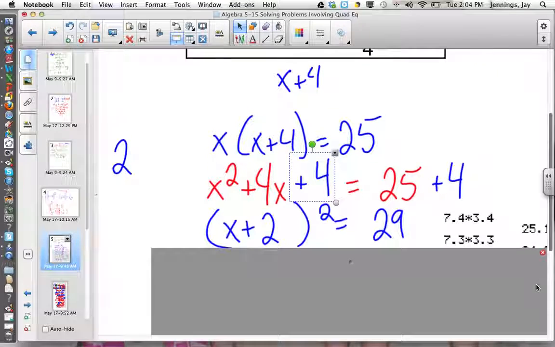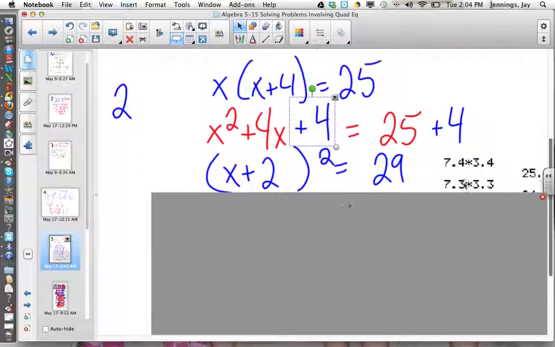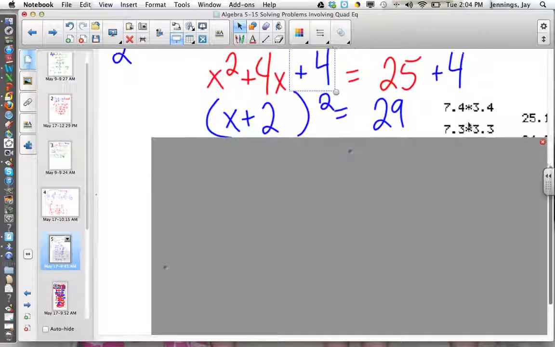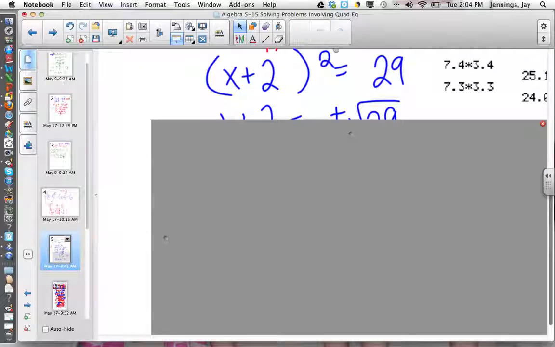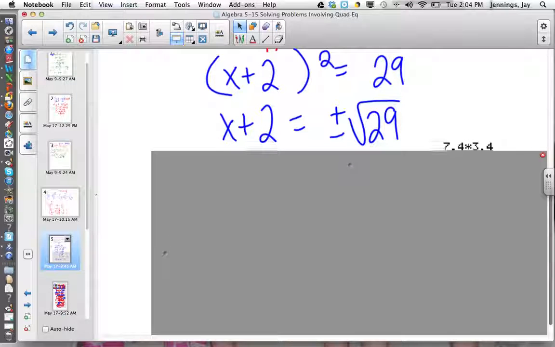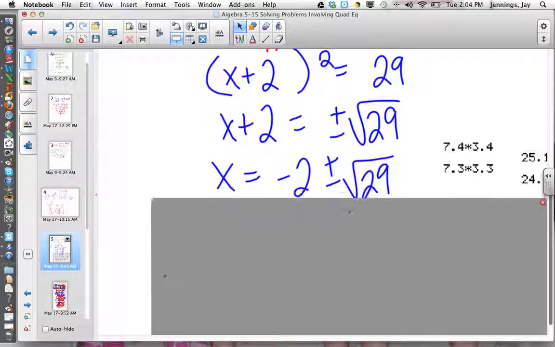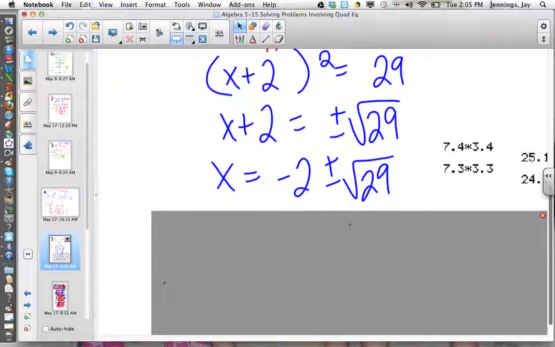Then what we do is we take the square root of both sides, remembering that the plus or minus is an area that a lot of people forget. So x plus 2 equals plus or minus the square root of 29. 29 you can't break up. It's already in simplest radical form. So answer number 1 would be this in simplest radical form.